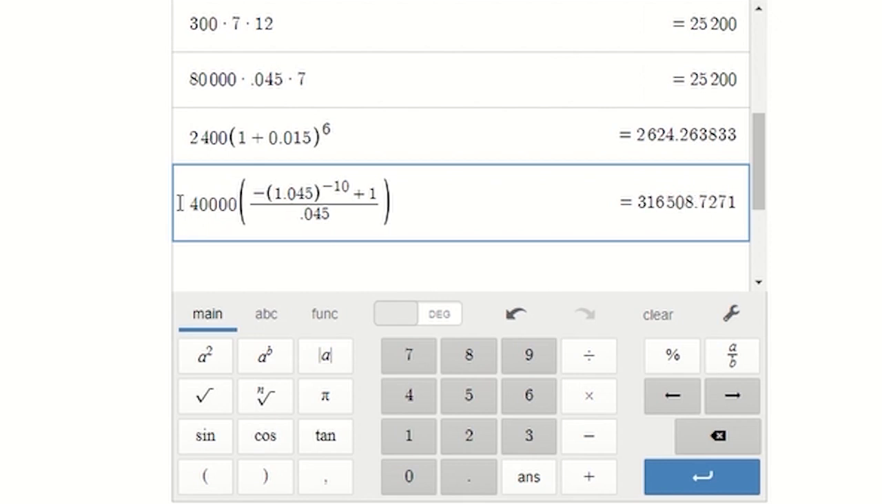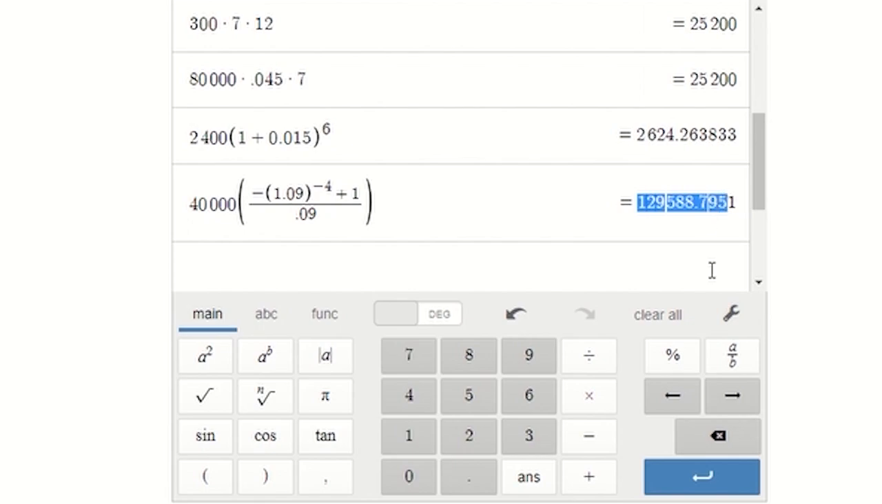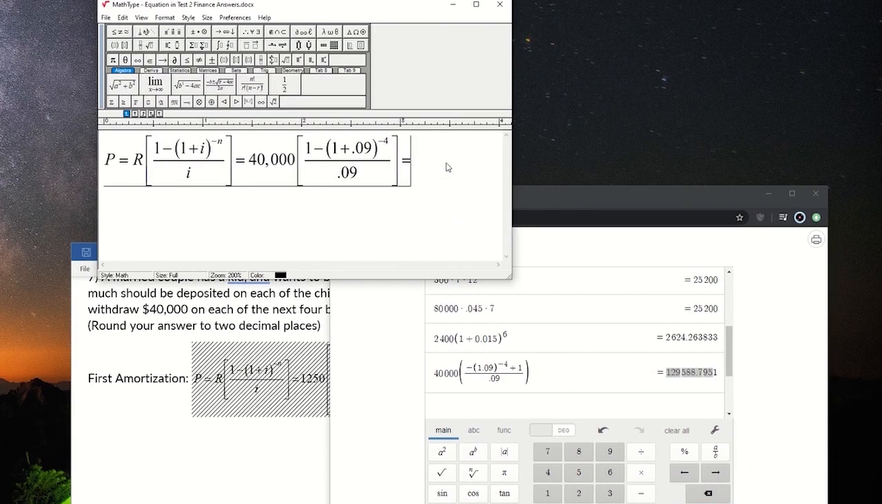40, 1, 2, 3. Sorry, this is backwards, but 1.09, negative 4, 0.09. Man, I love this Desmos thing. Never used it this much, but Control C, I'm usually using a calculator. I'm going to make this 80. Okay, what do we got here?